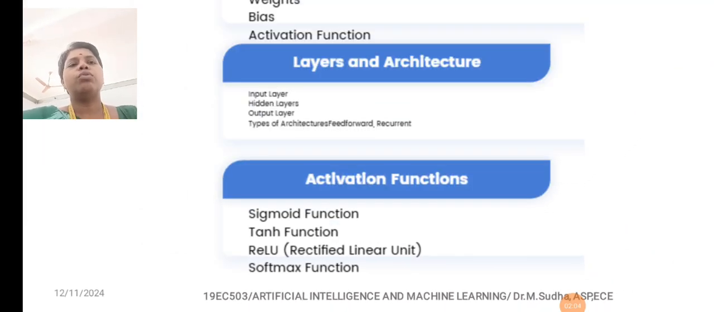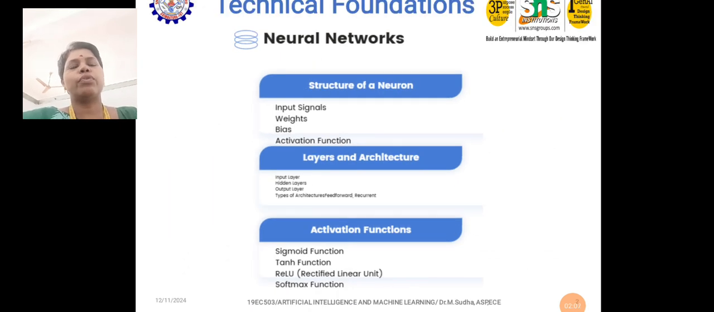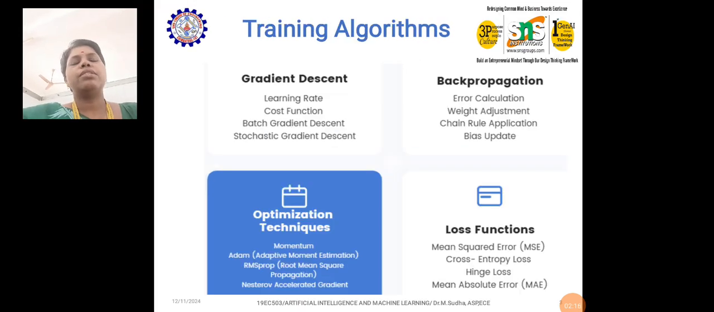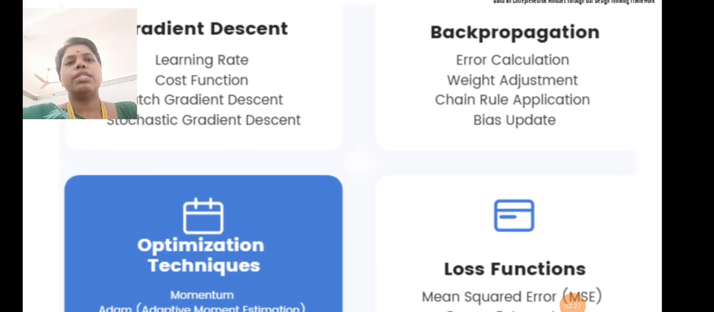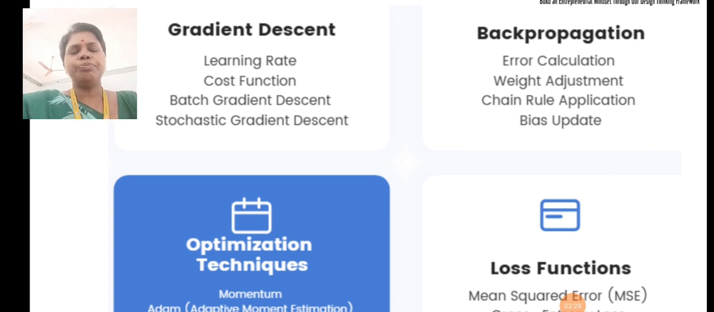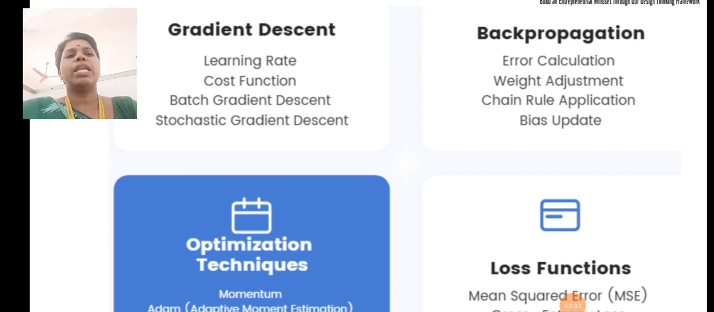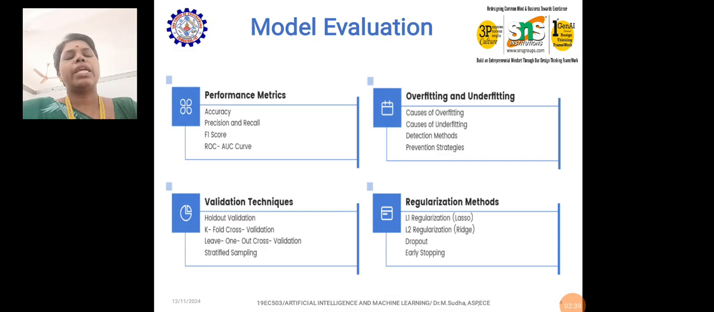So this is how the technological foundation of neural networks is mainly categorized: structure, layers and architecture, and activation function. Coming next, the training algorithm. In a neural network, how does the training algorithm take place and for what metrics? First, we consider gradient descent, and then back propagation, optimization techniques, and loss functions. These are the main metrics we can have while considering the training algorithms.